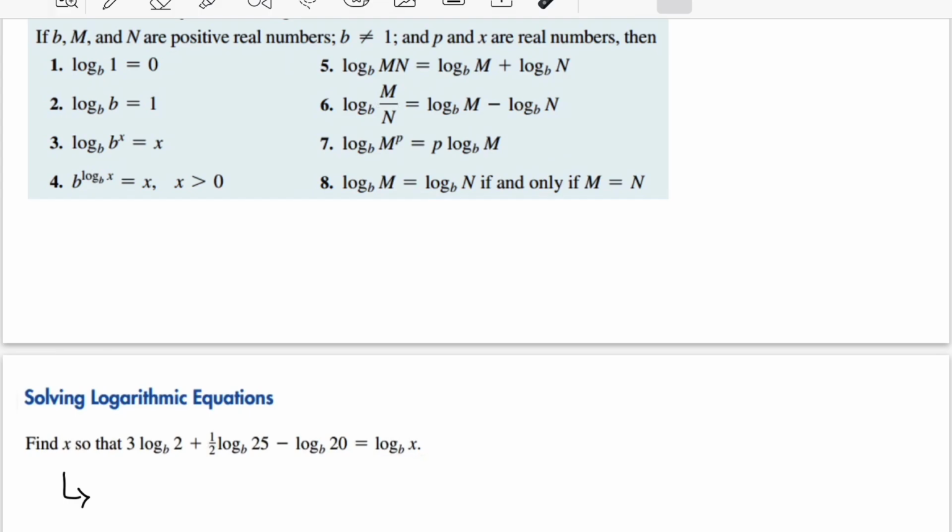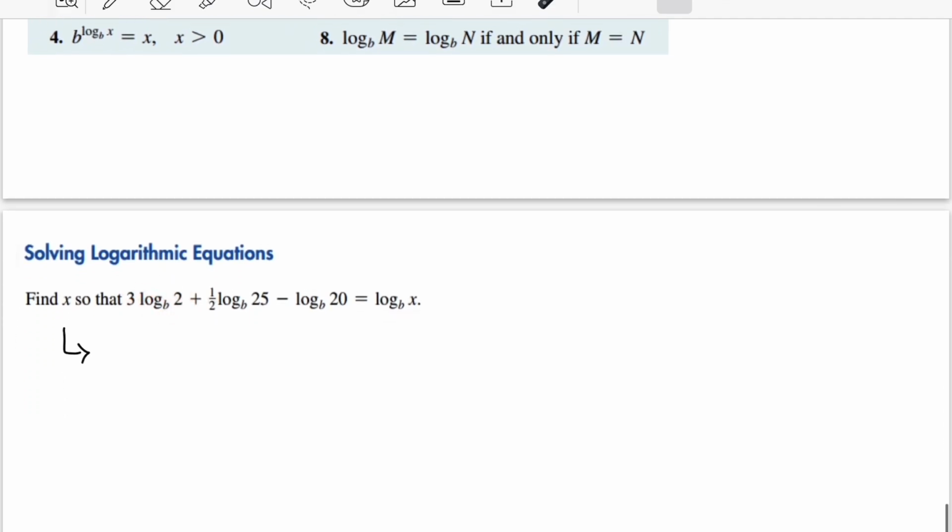And if you look at property 7 here, it says that if we have log base b of some number m to some power p, that's the same as multiplying our log base b of m times that power p. So we're essentially just bringing this power in front. And so I will rewrite this guy using that property. So we have log base b of 2 to the power 3.